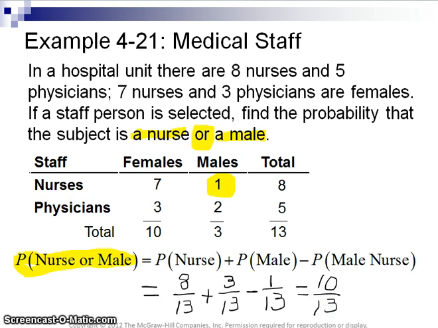Now, another way of looking at this problem is when I think about the statement nurse or male back up here at the beginning, I could say, well, what are all the nurses or a male. So nurses would be this 7 and this 1, that would give us the nurses, and then males would be this 2. So if we add those 3 together, that's a total of 10 out of 13. Same probability that we have by using the rule.